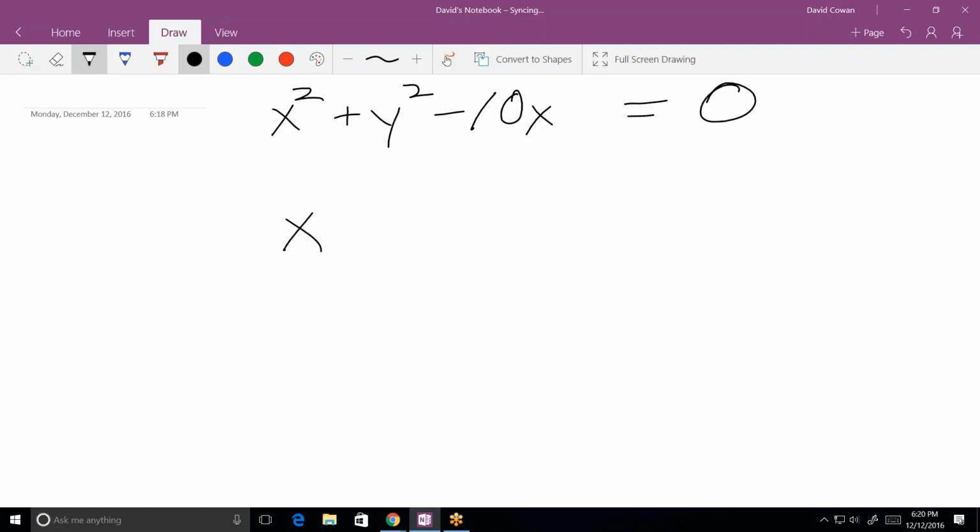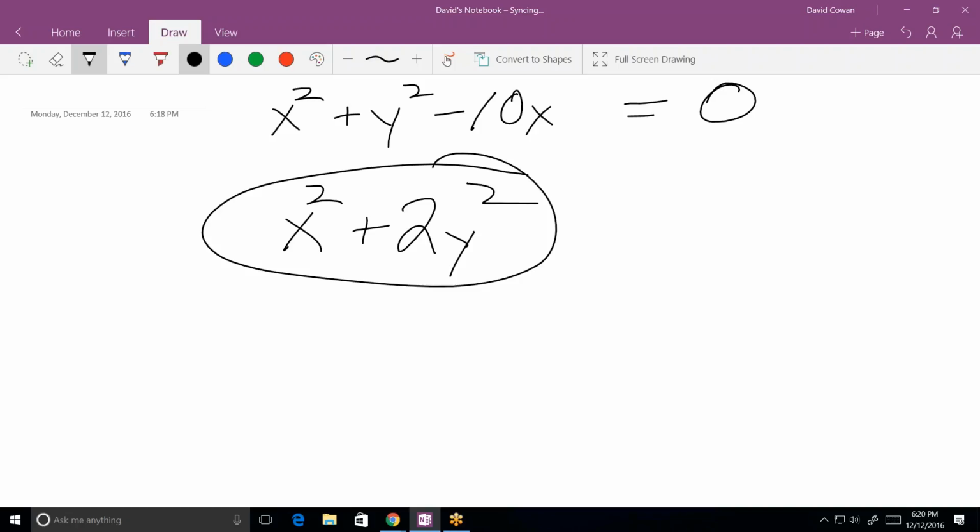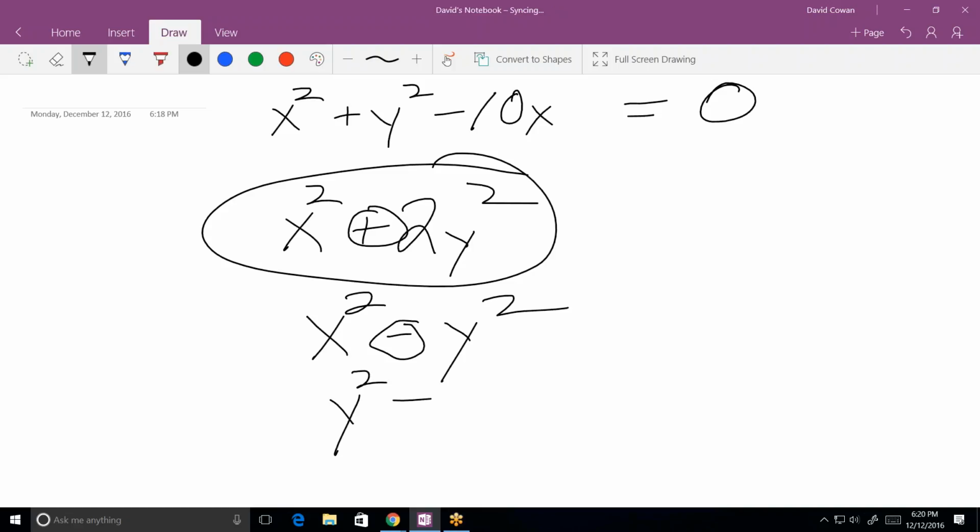If you had given me something like this, x squared plus 2y squared, well, now I know that's an ellipse, because it's still separating the x and y squared with a plus sign, and the coefficients are different. Now, if you'd told me x squared minus y squared, that's a hyperbola, because I still have an x squared and a y squared, and they're separated with a negative sign. If I said y squared minus x squared, that's also a hyperbola.